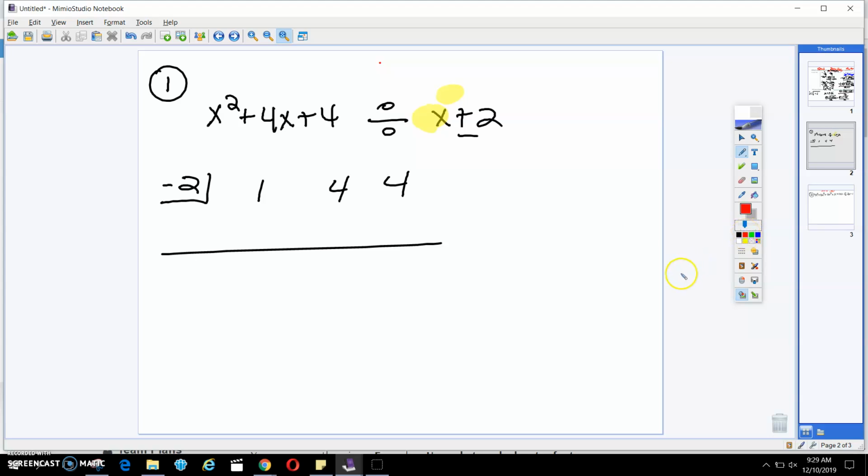All right, let's see if I can get color fancy with this one. Okay. So we're going to bring down this first term. Then we're going to multiply negative 2 times 1. That's going to give me negative 2. I'm going to add together these two numbers. So 4 plus negative 2 is going to give me 2. I'm going to multiply negative 2 times 2, and then I'm going to add those together, and that's going to give me a whole 0. Okay?